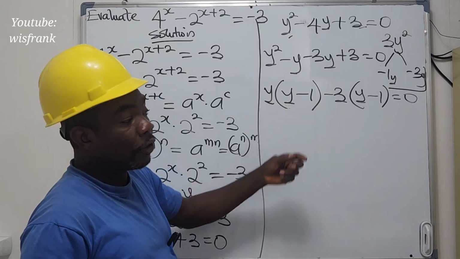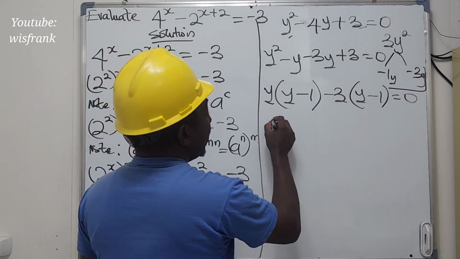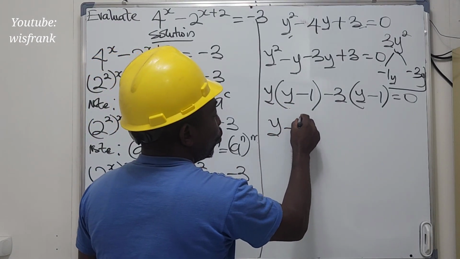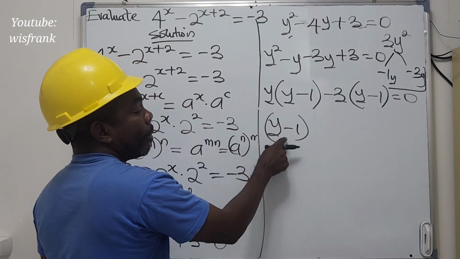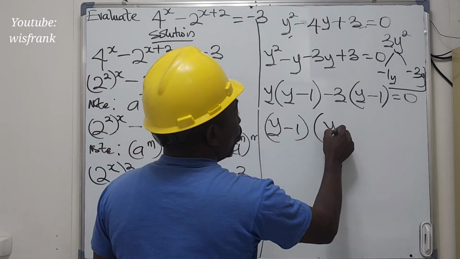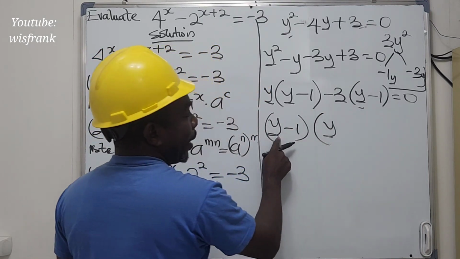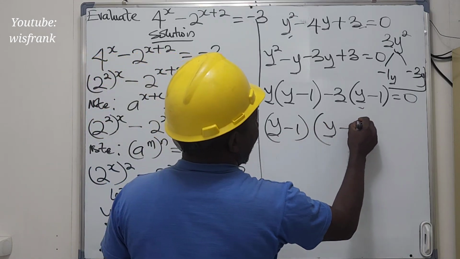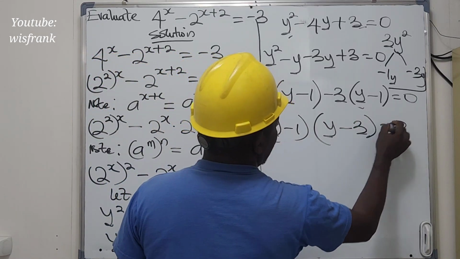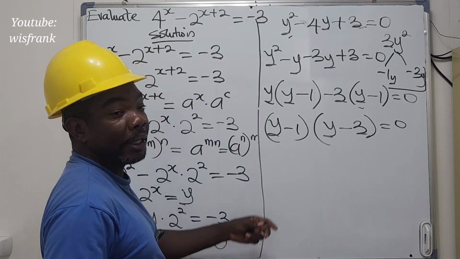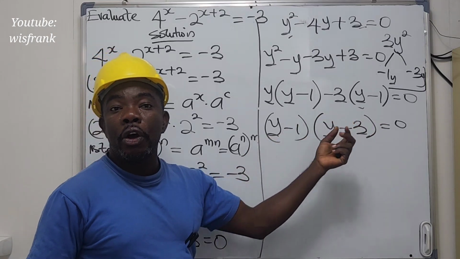We use that one to factor it out. So here, we take the first one, which is y minus 1. Then dividing the whole of here by y minus 1 will give us y. Dividing the whole of here by y minus 1 will give us minus 3. All equals to 0.